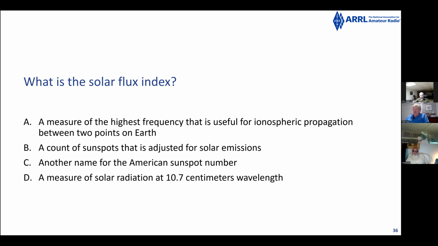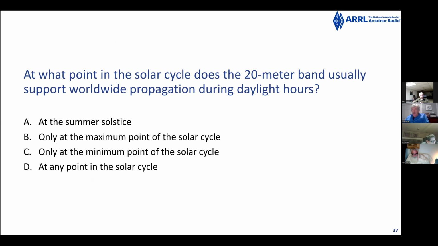Let's see, D. Yep, the answer is D. 10.7 centimeters was chosen because even though that's in microwave frequencies, it's not absorbed by moisture in the atmosphere as well as other frequencies. And so it's a good indication of total electromagnetic radiation reaching the Earth.